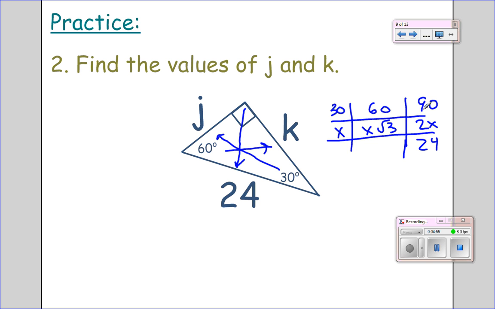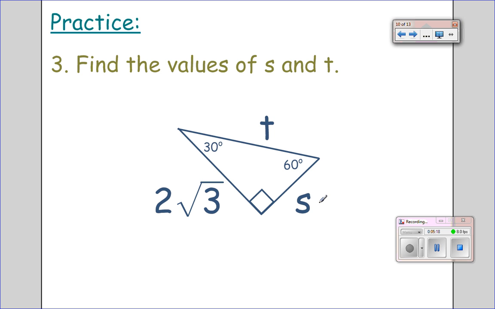Now, from 90 to 30, from 2x to x, it's dividing by 2. So 24 divided by 2 is 12. So the 30 side is j, so j equals 12. Now from 30 to 60, I just multiply by the square root of 3. So k equals 12 square root 3. All right, once again, pause and try this one out.